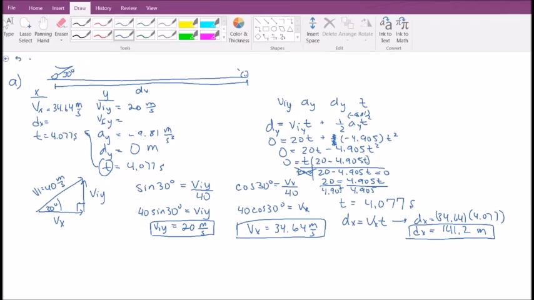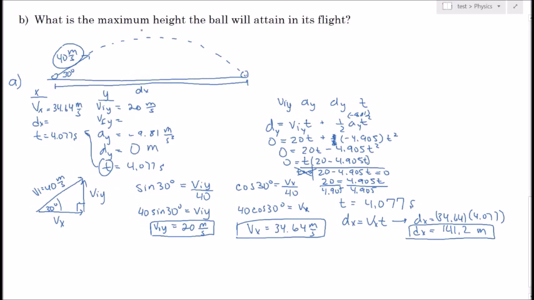Now for part B, I'm going to go ahead and change the color here. The question is, what is the maximum height the ball will attain during its flight? Now, we have two ways of doing this. One that will only work in symmetrical motions, and the other that will work all the time. This motion is symmetrical. We started on the ground, we're going to finish on the ground.